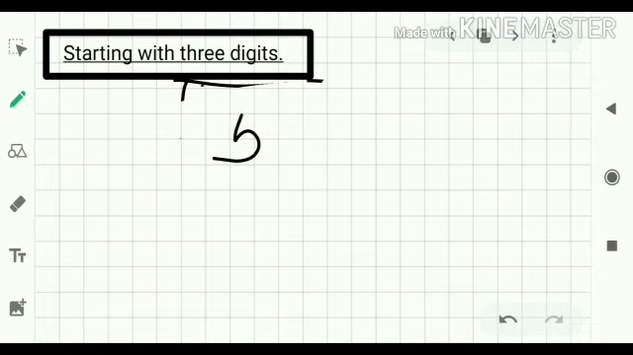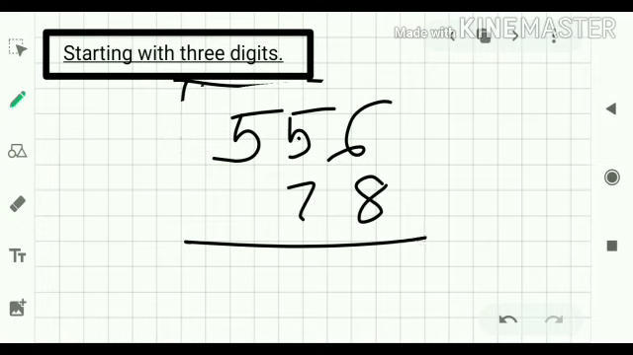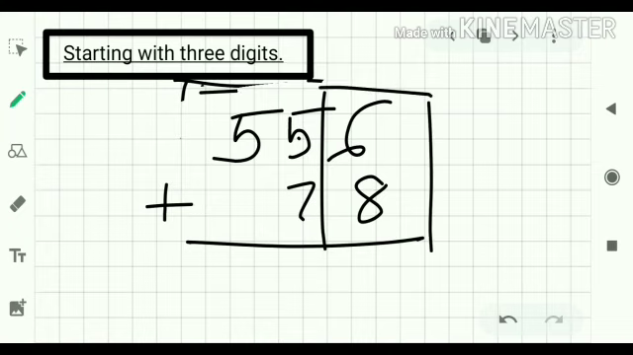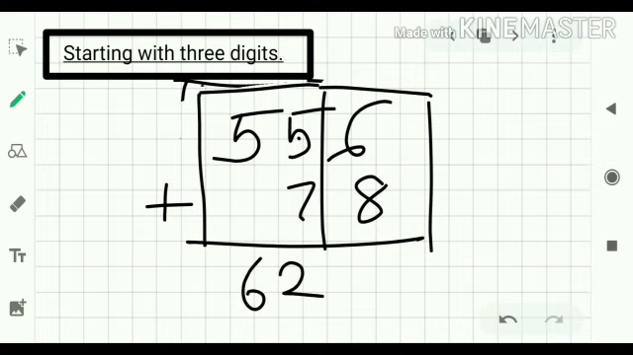So let's say we have 556 and we have 78. The first thing is to separate the unit digits from the rest of the numbers, and we have two separate sums. So 55 plus 7, everybody knows it will be 62, and 8 plus 6 will be 14.